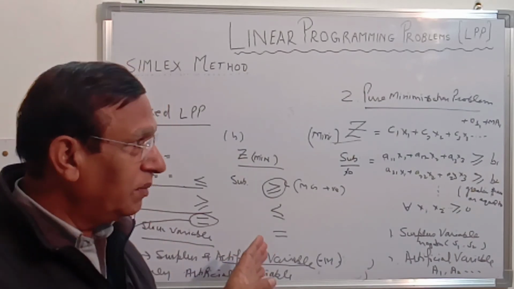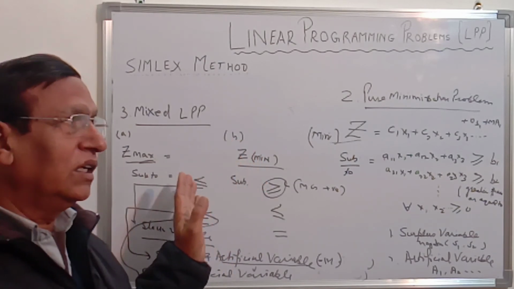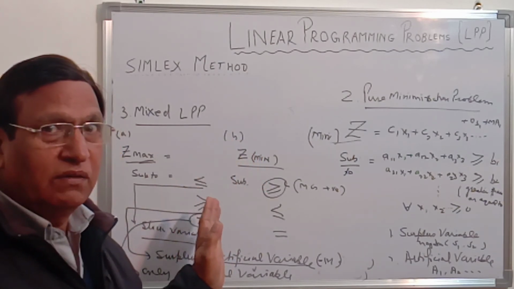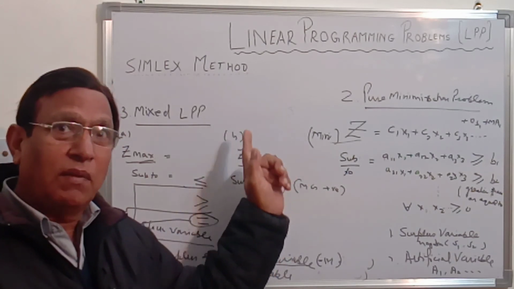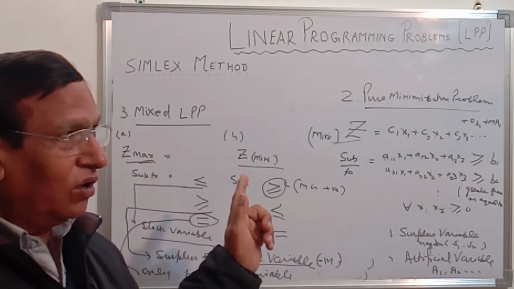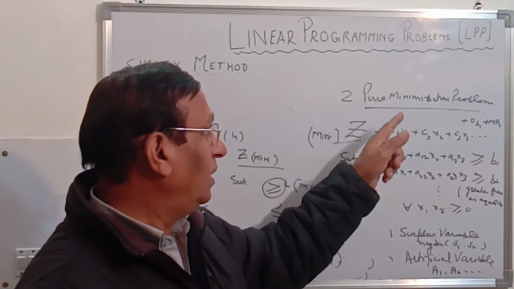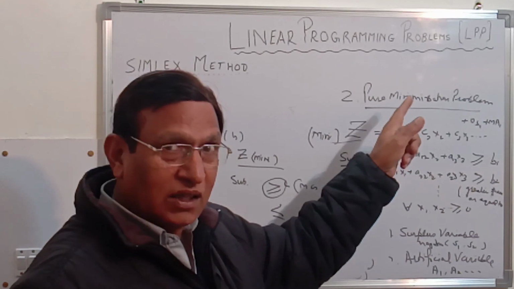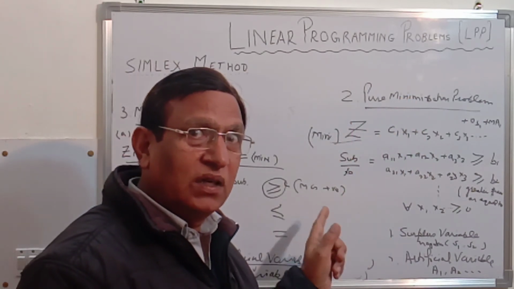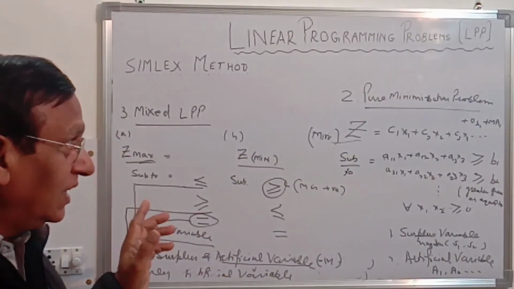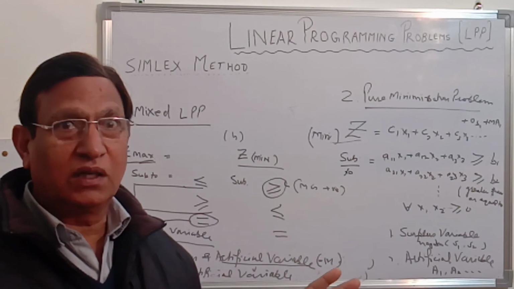And what about slack variable? It will be 0 in the objective function, 1 in the equation. What will be surplus? 0 in the objective function, minus 1 in the equation, along with artificial variable with plus M if minimization in the objective function, and 1 in the constraints. These things, if you remember, only then you can solve the numericals.